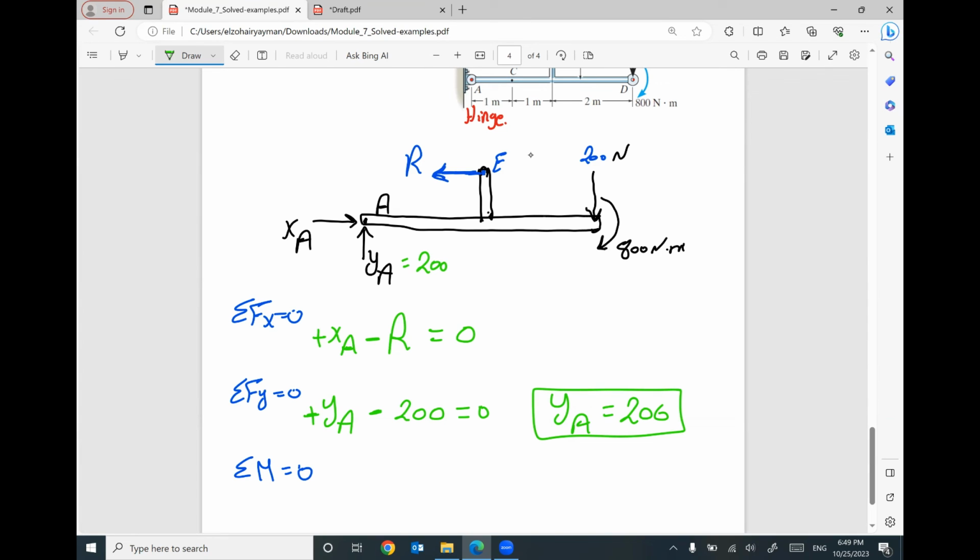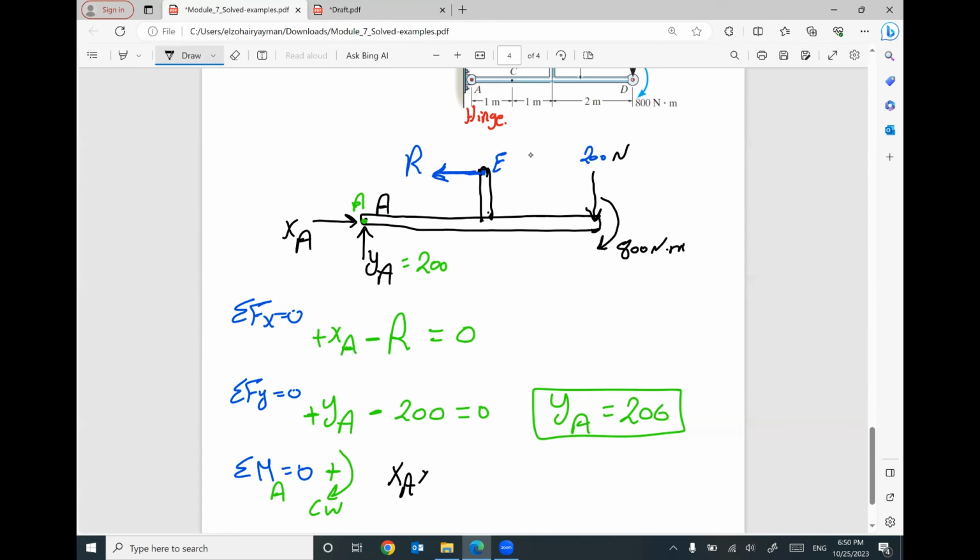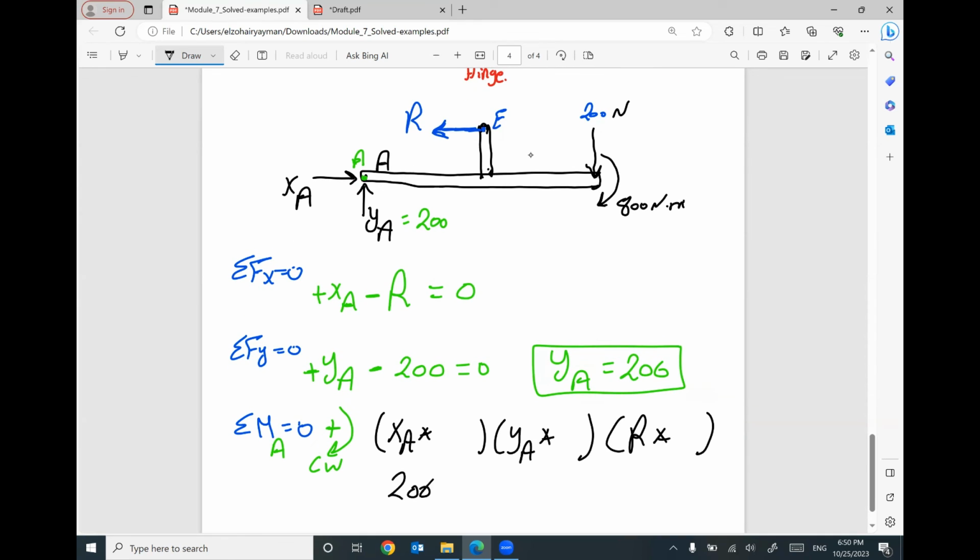Summation moment. I'm going to take moment at A. Assume clockwise is my positive direction. So I will multiply XA by distance, YA by distance, R by distance, 200 by distance. 800 does not need distance, equals 0, because this 800 is already a moment, it does not need distance.